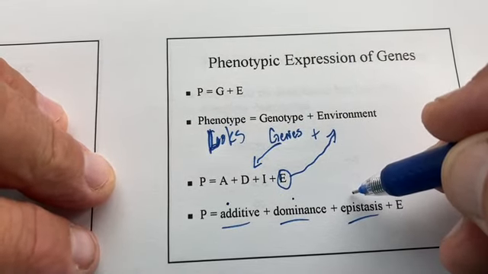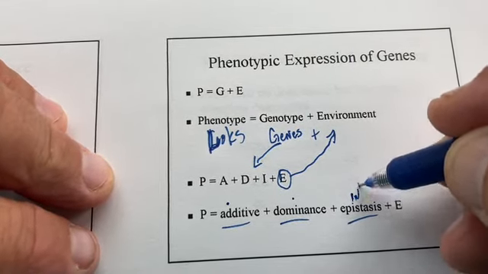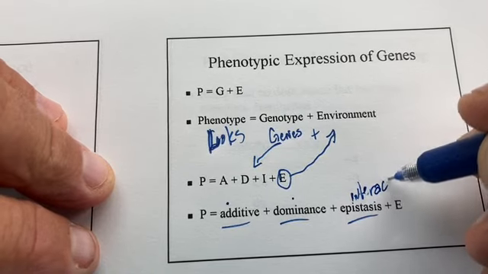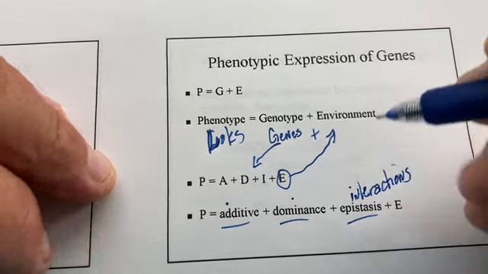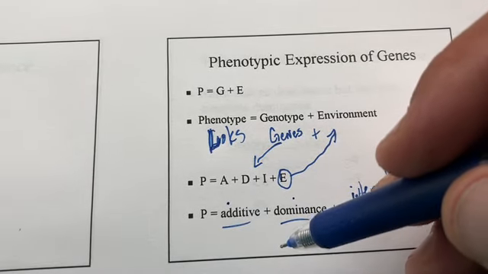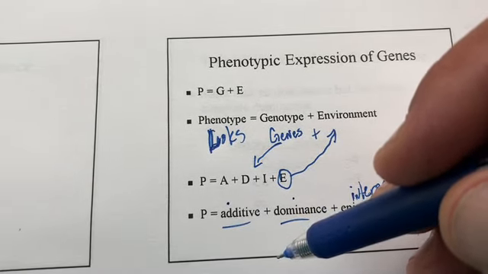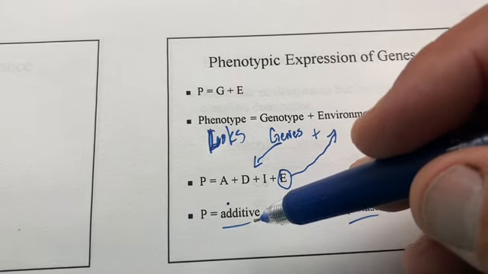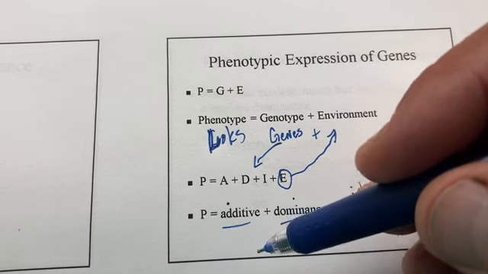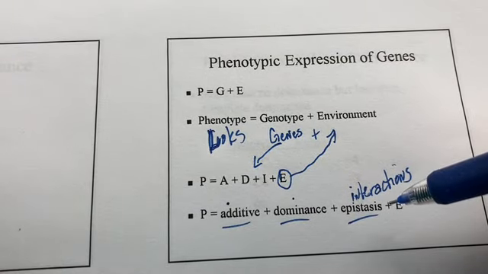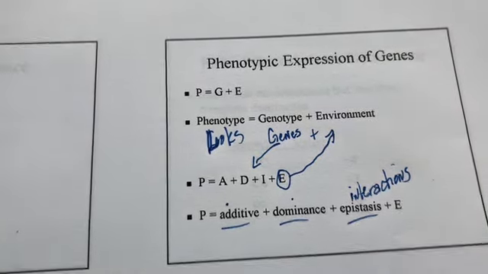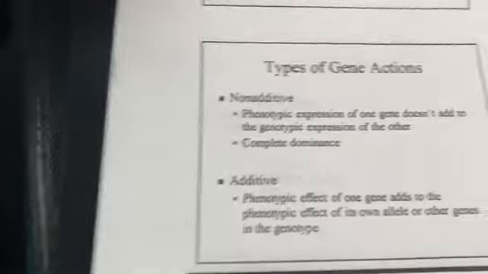Epistasis, and guys, this is interactions. So, we have some kind of interactions with our additive effects here. And that's expression of one gene adds to the phenotypic effects or expression of another. Right here is epistasis, means there's combinations, and certain combinations have certain effects and certain results. Boom. Types of gene actions.